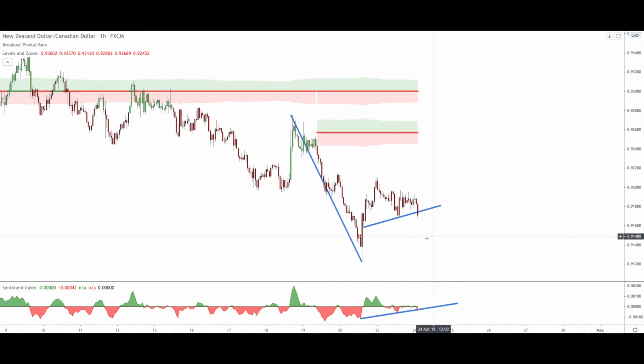Okay, so we have a breakdown in the Breakout Pivotal Bars. The candle is red, so it's a valid breakdown. We also have a breakdown in the sentiment index. It's a tiny breakdown, but it's still a valid breakdown. Maybe you prefer to have a more clear and distinct breakdown. To me, this is enough to be valid, but it comes down to your strategy, whether you want to take this kind of opportunity or not.